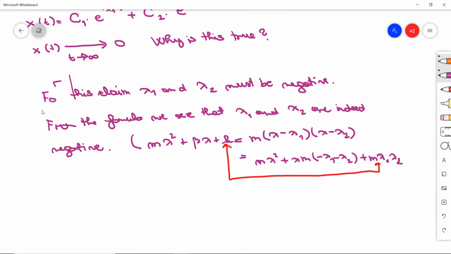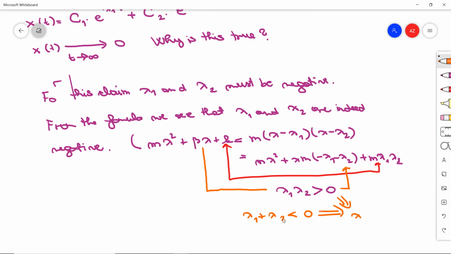So from this, we see that the product lambda 1 lambda 2 must be positive. While from this second middle term, since beta is positive, we see that lambda 1 plus lambda 2 must be negative. So lambda 1 lambda 2 bigger than 0 gives us that they are both of the same sign. But since their sum is negative, they both have to be negative. But yeah, it's even easier to see this from the formula.